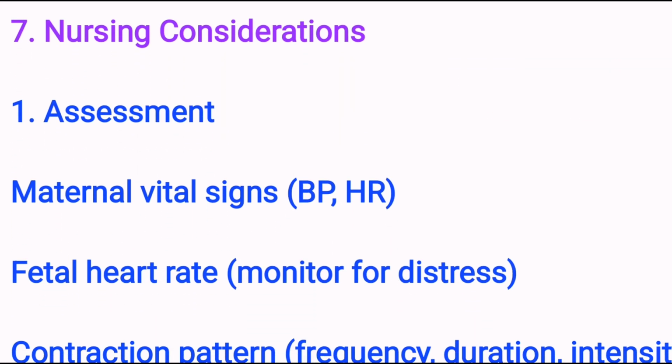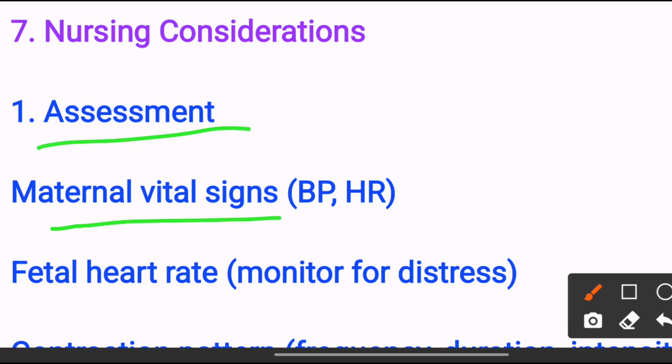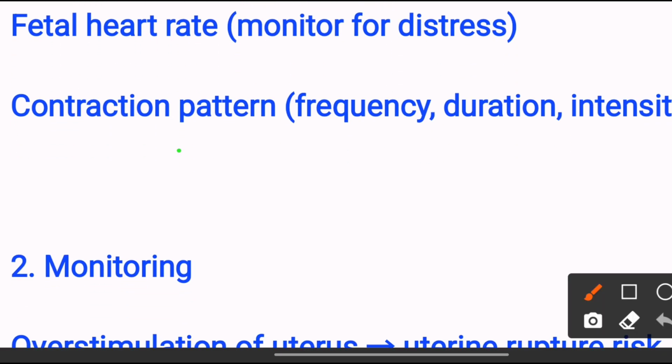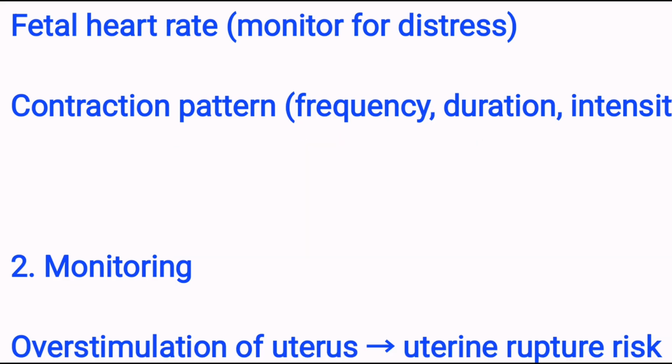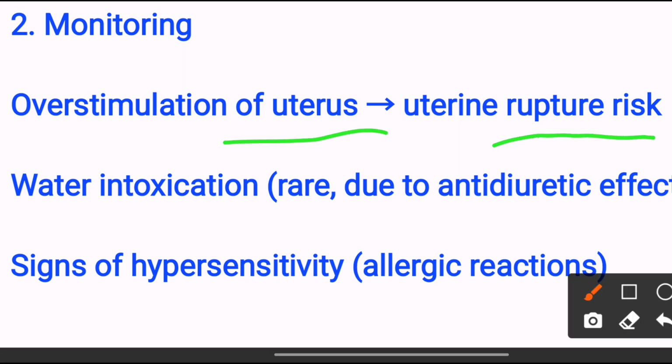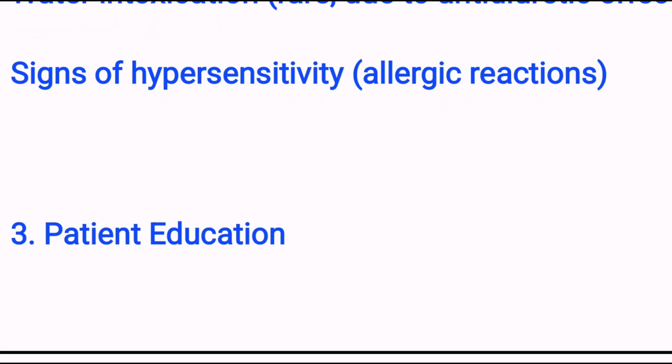Nursing considerations, assessments: maternal vital signs, BP, heart rate, we have to assess first. Fetal heart rate, monitor for fetal distress. Contraction pattern, frequency, duration and intensity, we have to check first. Monitoring: overstimulation of the uterus, uterine rupture risk, water intoxication, rare due to antidiuretic effects, signs of hypersensitivity, allergic reaction.